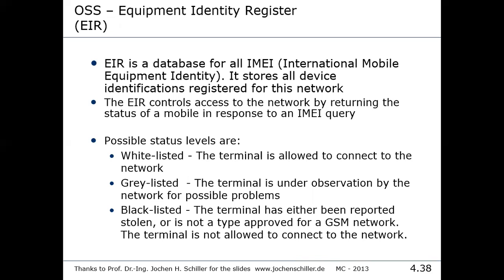Okay, the status levels are whitelisted, graylisted, and blacklisted. Whitelisted are the terminals which are allowed to connect to the network. They are called whitelisted numbers. Graylisted means the terminal is under observation by the network for any possible problems. Whereas blacklisted means that the terminal has either been reported stolen or is not type approved by the GSM network. Then this terminal will not be allowed to connect to the network. So this is the use of this EIR.